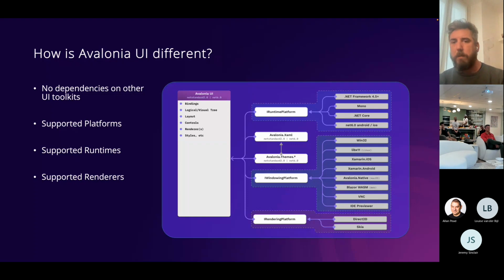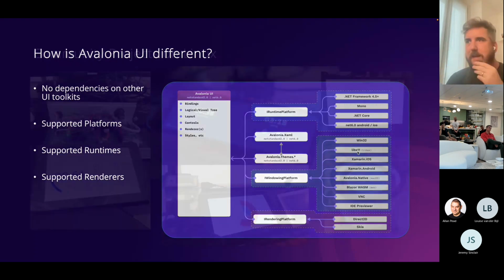In fact, we can use just the Linux kernel and output the pixels, or push the pixels to the screen using the built-in frame buffer. So this means that Avalonia can run on really very low powered devices, which is why we've seen a lot of adoption from industrial applications and in the embedded space.